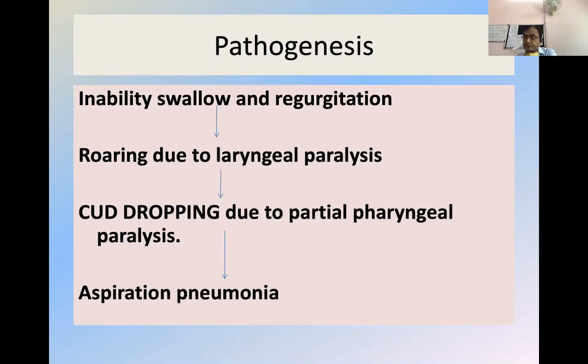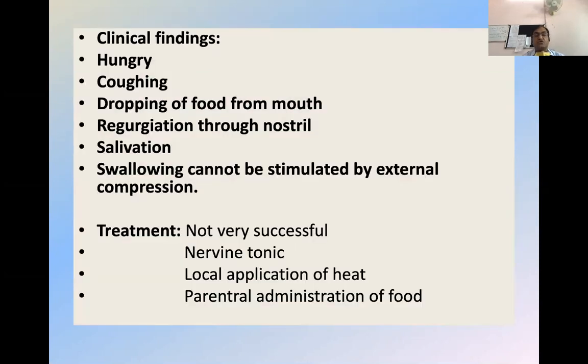So there is a cud dropping symptom, and as I told, aspiration pneumonia, because the animal, while passing out the cud, is unable to control the food, and sometimes the fluid enters into the oral cavity, into the respiratory tract, and there is always a chance of aspiration pneumonia. In that condition, the animal remains hungry because it is not able to take food, but there is no lesion in the stomach or in the abomasum or rumen reticulum. So the animal feels hungry, and so there is coughing, dropping of food from the mouth, regurgitation through the nostril, and salivation.